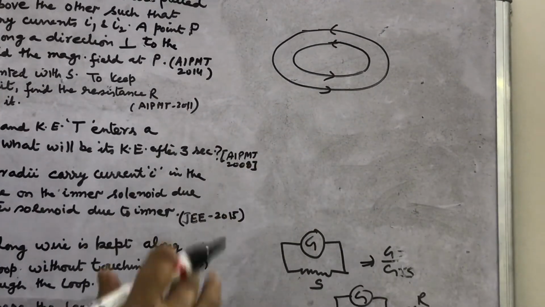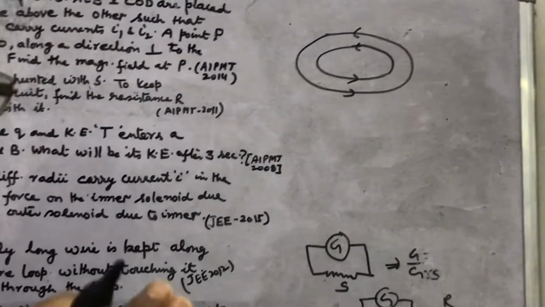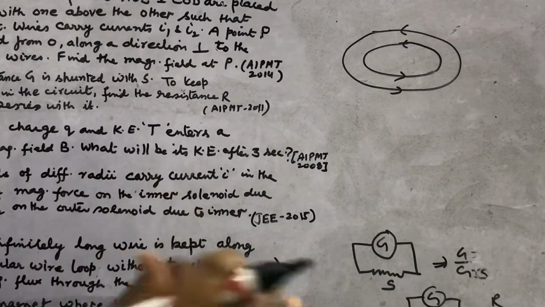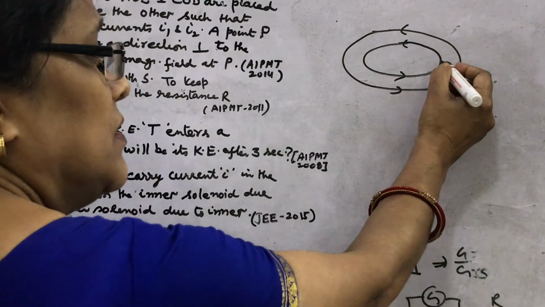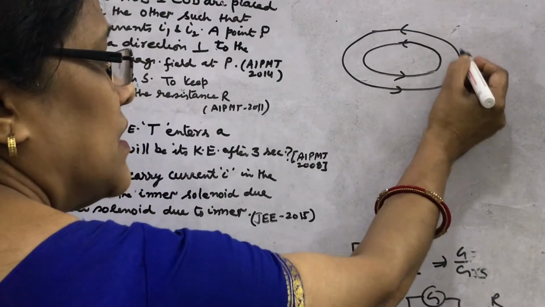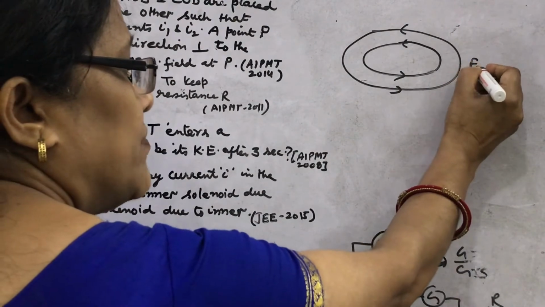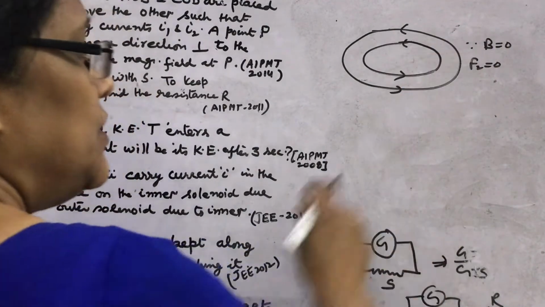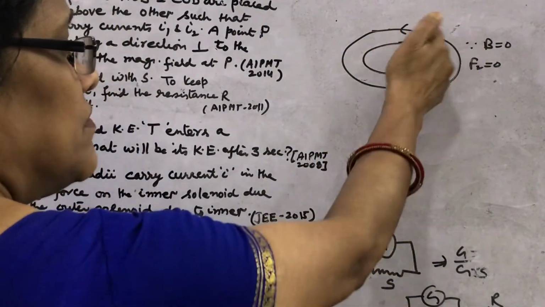Now, what is the fundamental thing here? That there is no magnetic field outside the solenoid. So this inner one is applying the force F2 on the outer one. So what will be F2? F2 will be 0, since the magnetic field will be 0 for the outer solenoid.